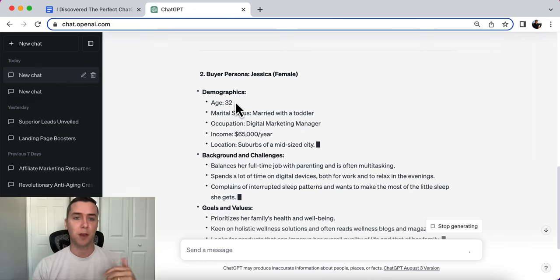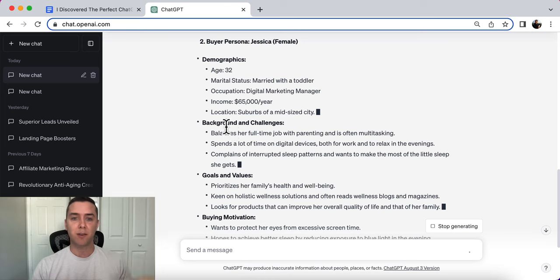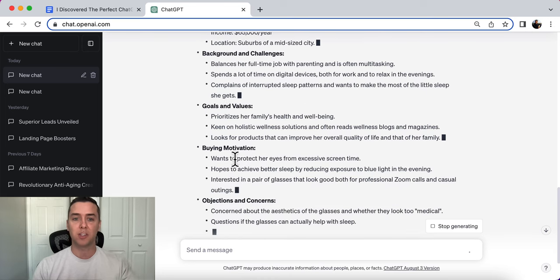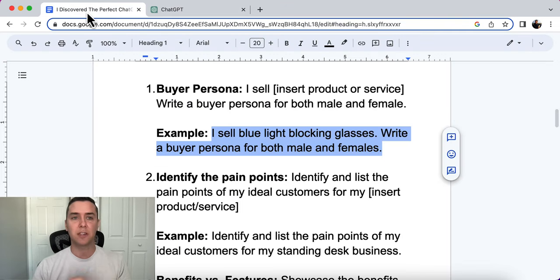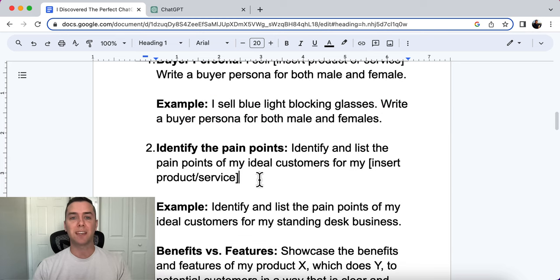So this is demographics 32, married with a toddler, income 65,000, background and challenges, goals and values, buying motivation, objections and concerns. Do you see how all this can really increase your overall revenue and your overall marketing efforts, okay? Number two is identifying the pain points.